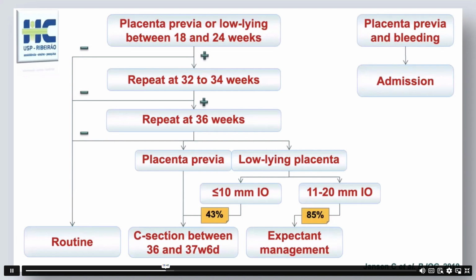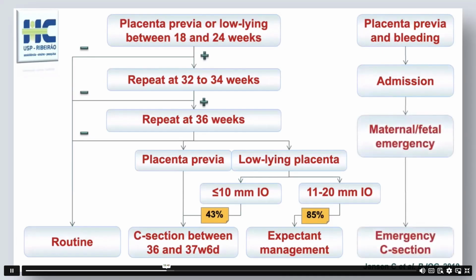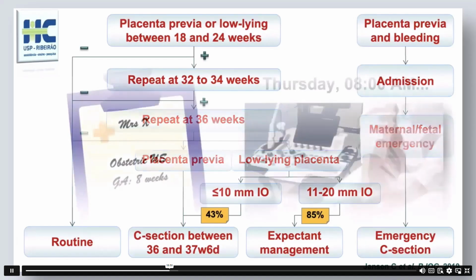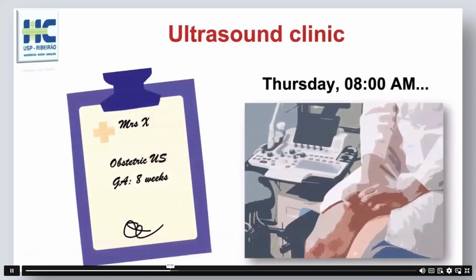For sure, if there is any need for abbreviation of this resolution because of bleeding or maternal or fetal emergencies, an emergency C-section might need to be done. Well, so let's see another condition related to low placentation.